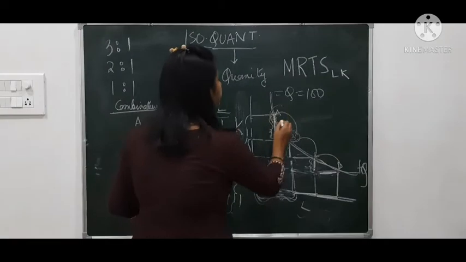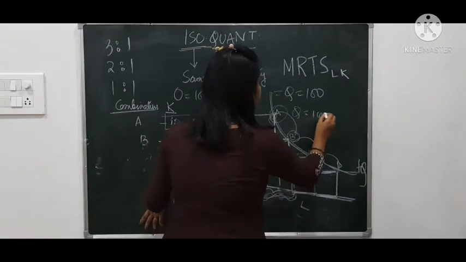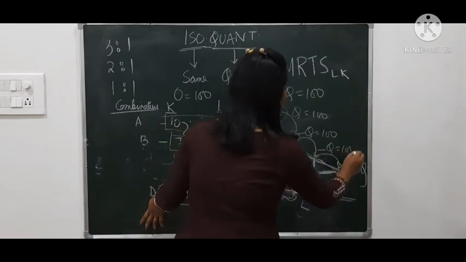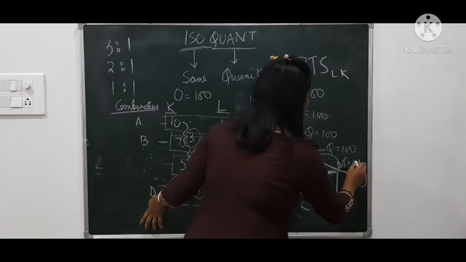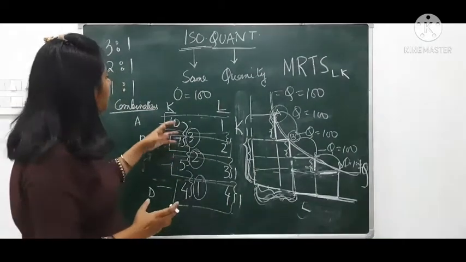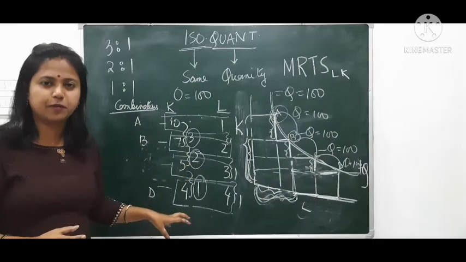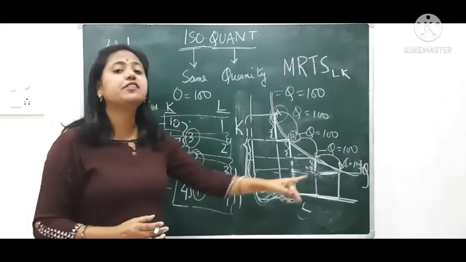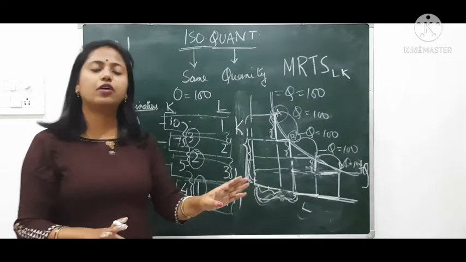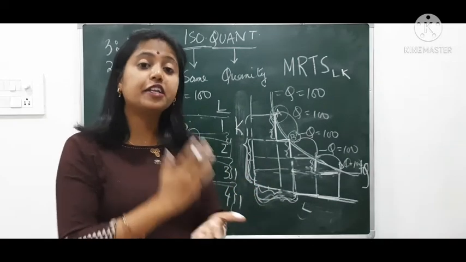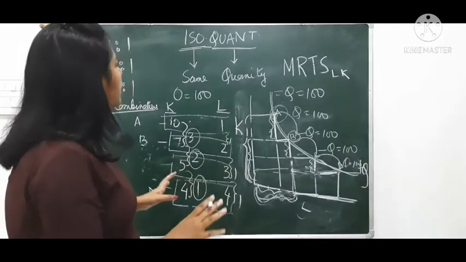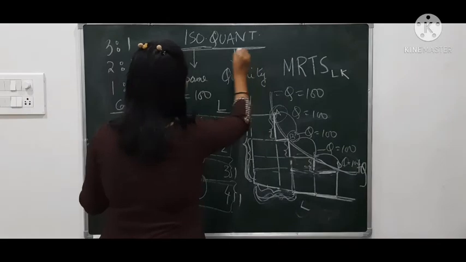So if you are at point A, your output will be 100. If you are at B also, your output will be 100. At C also, and at D also, your output will be 100. But what is different is the combination changes. Sometimes you are using more labor, sometimes less labor. Which combination is best, that we will see later. Which combination will give you the best outcome, that equilibrium I mentioned, producer's equilibrium, we will see later. But for the time being, try to understand what isoquant is.